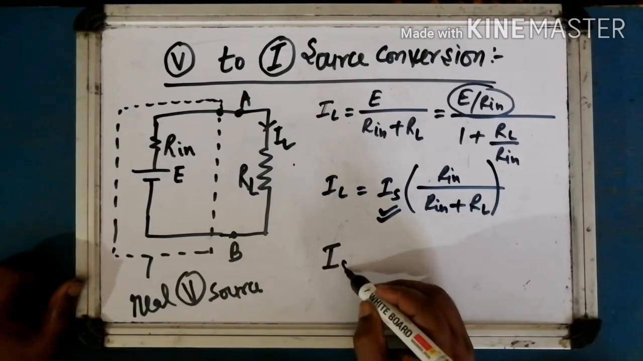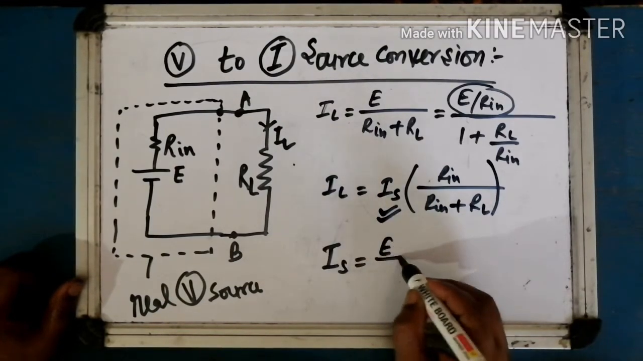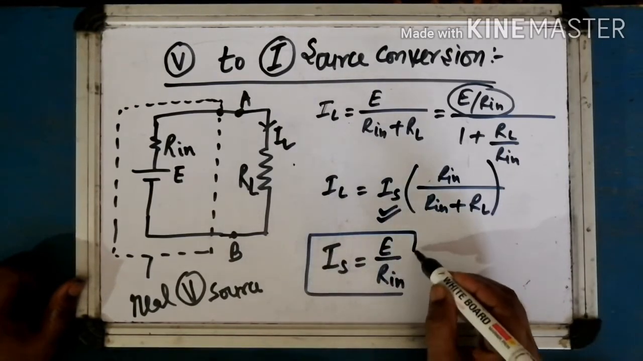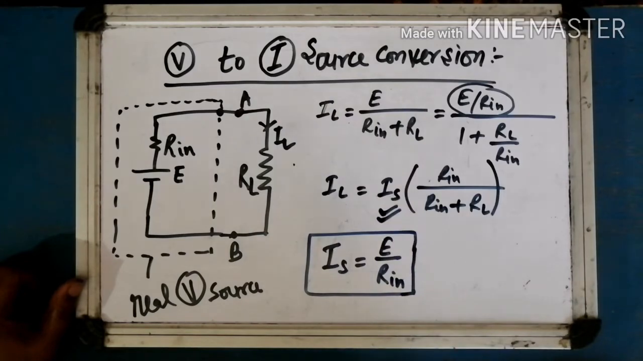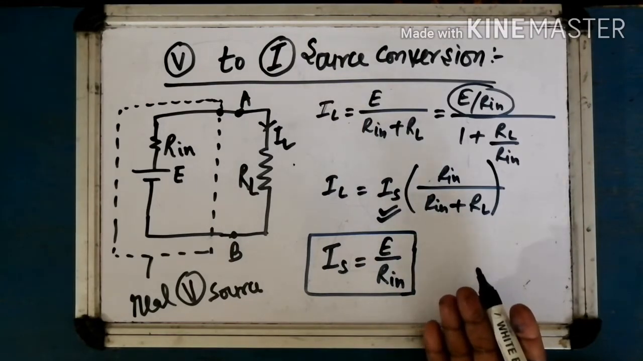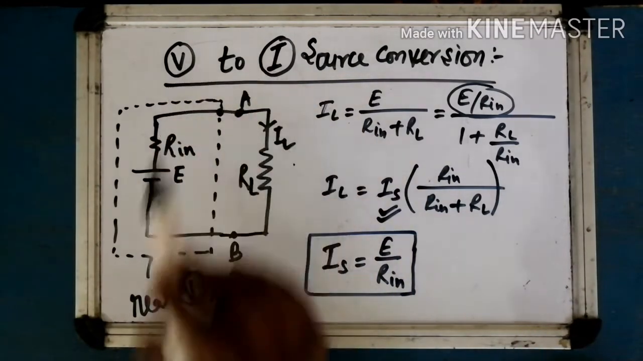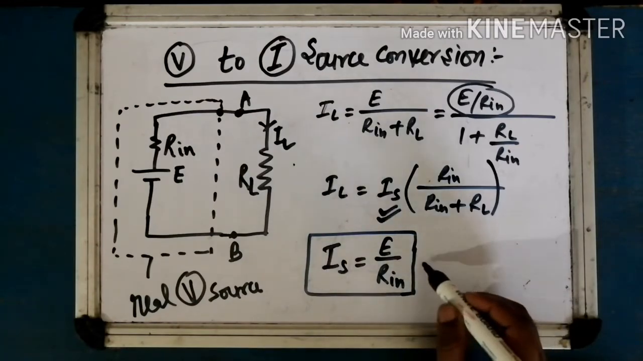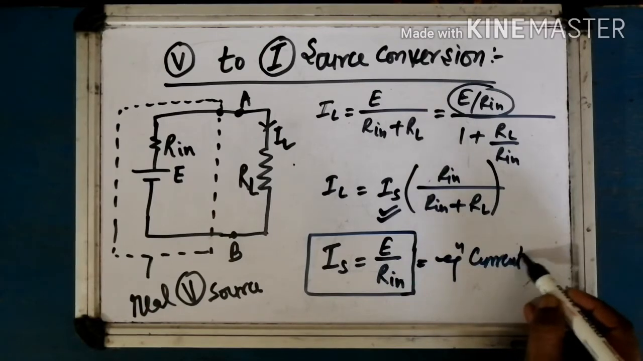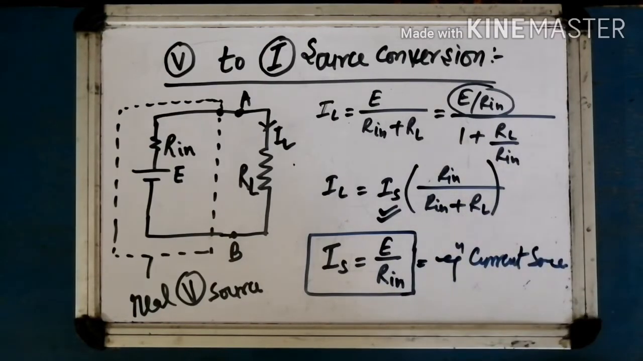How can you find out the value of the current source? That is voltage divided by internal resistance. By this way we can calculate the value of the equivalent current source, right? So this is all about the conversion regarding voltage source to current source. IS belongs to the equivalent current source, right? Now see the next one, that is current to voltage source.